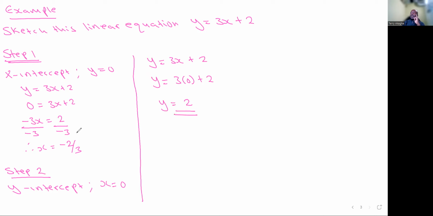So remember, if you watch the previous video, I told you how to write the x and y intercept in coordinates form. So this is minus 2 over 3 and 0. For x-intercept, you write it as x comma 0. For y-intercept, you write it as 0 comma what? Y. So this is going to give us minus 2 over 3 comma 0, while this is going to give us 0 comma 2.